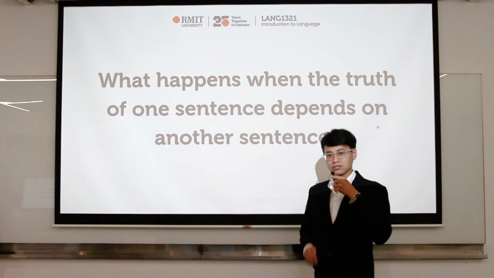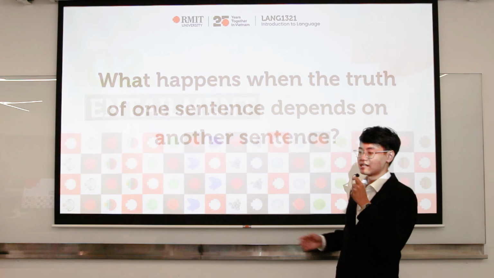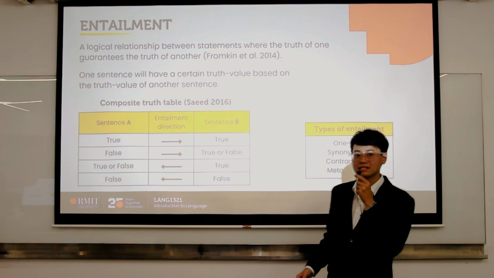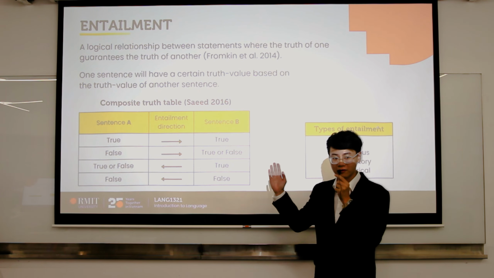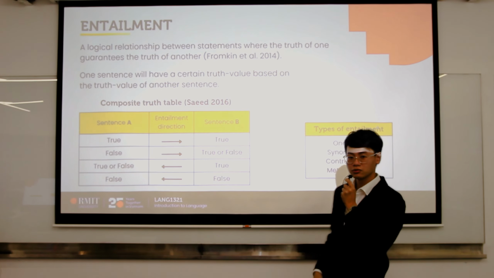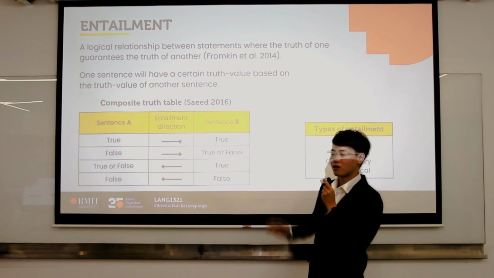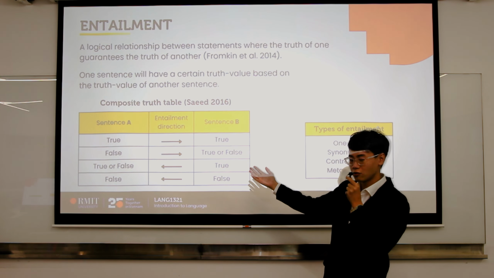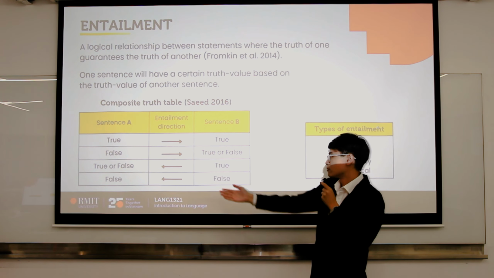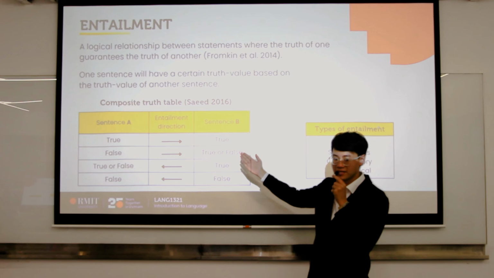So what happens when the truth of one sentence depends on another sentence? We move on to the next part, entailment. Entailment means the logical relationship between statements where the truth of one sentence guarantees the truth of another, which means one sentence's truth value will be based on the truth value of another sentence, as you can see in the composite truth table here, where sentence A with its entailment direction will directly affect the truth value of sentence B.